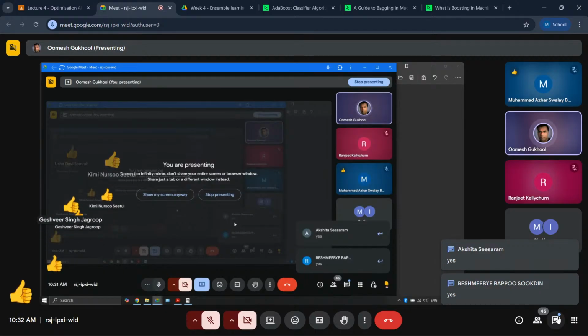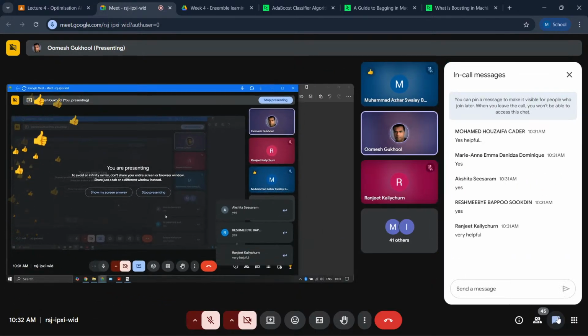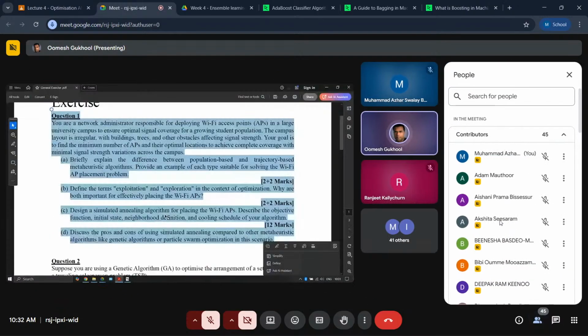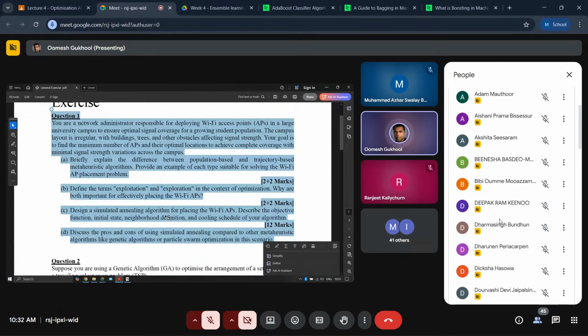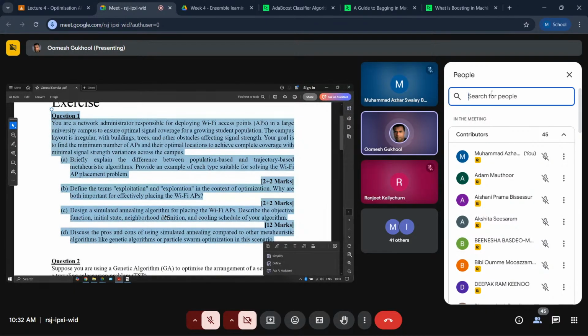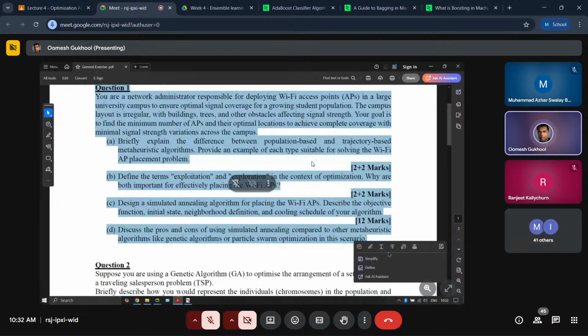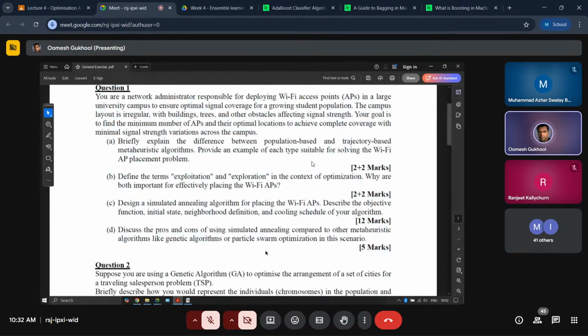When you work out these questions, it's already 30 minutes gone. Let's try another question. So the next question says, discuss the pros and the cons of simulated annealing compared to meta-heuristic algorithms like genetic algorithm or particle swarm optimization. The pros of simulated annealing is it's a very robust algorithm.